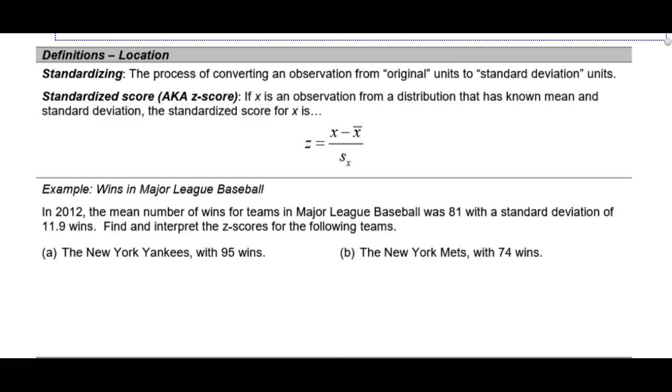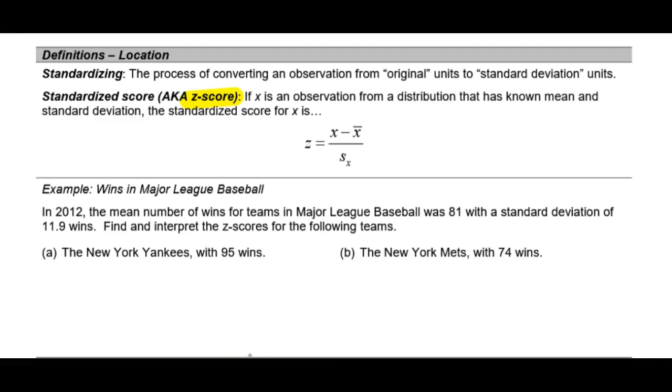Okay, and here's how we're going to do that. We're going to talk about something called the standardized score. It is also known as a z-score. It's more fun to say z-score than standardized score, so that's how I'll say it the rest of the year. Calculating a z-score is standardizing an observation. If x is an observation from a distribution that has a known mean and standard deviation, the standardized score for x is as follows.